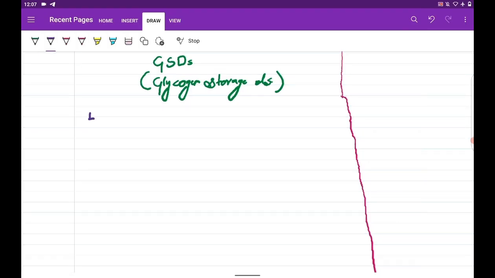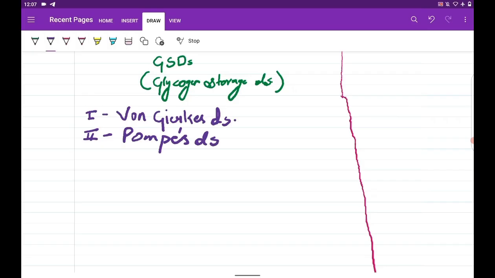The first one is called von Gierke's disease. So how can you remember it? Like one sounds like one, so we can remember that. So the first one will be von Gierke's disease. Now the second one is called Pompe's disease. Okay, Pompe's disease.